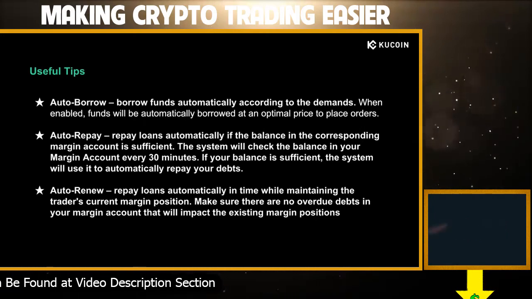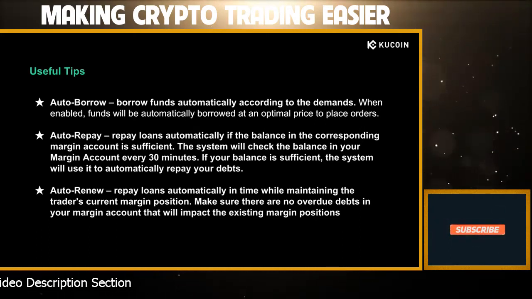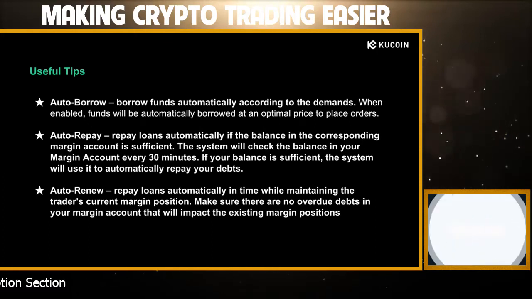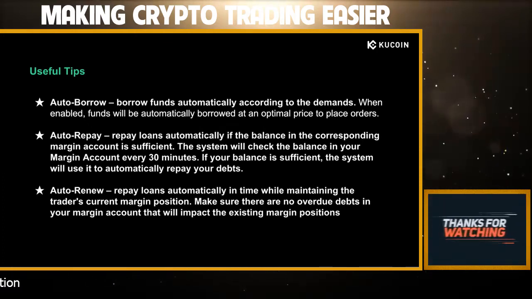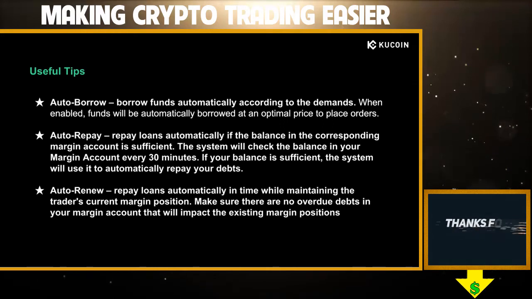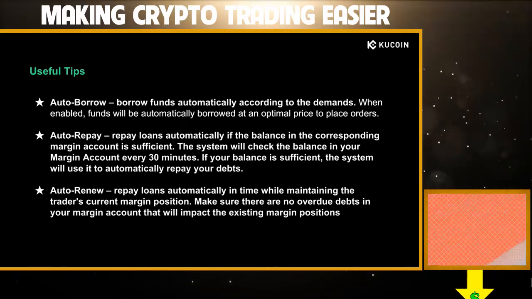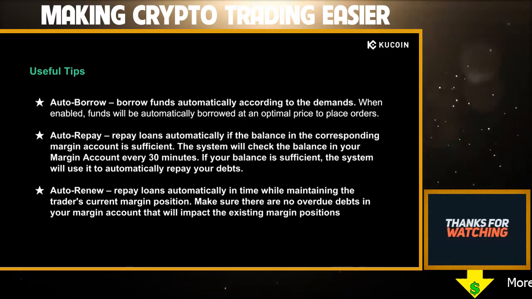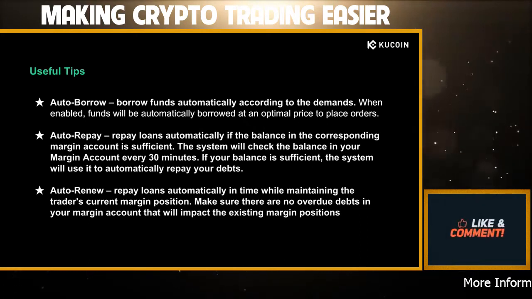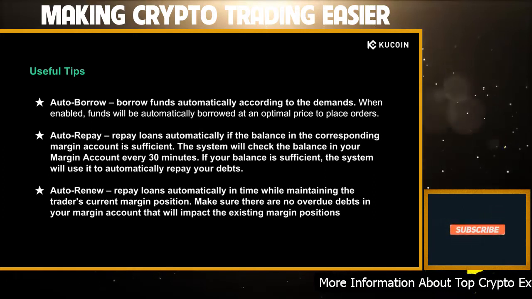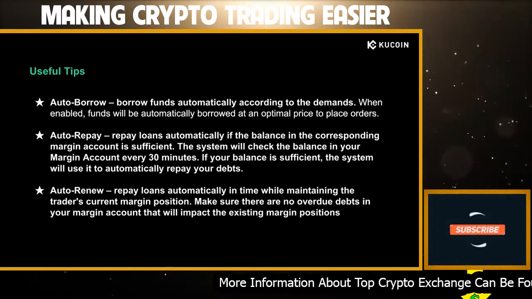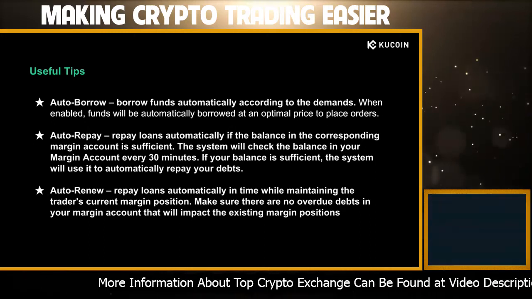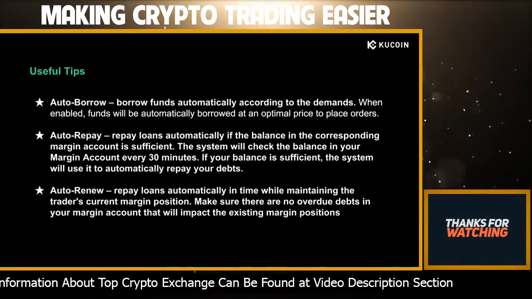And here, I will tell you what is auto borrow, auto repay, and auto renew. Auto borrow means the system will borrow funds automatically on your behalf according to the demands of your position. So for instance, when the market is going towards your expectations, then auto borrow can help you grasp the best chance to place your order. When enabled, funds will be automatically borrowed at an optimal price to place margin buy or margin sell orders.